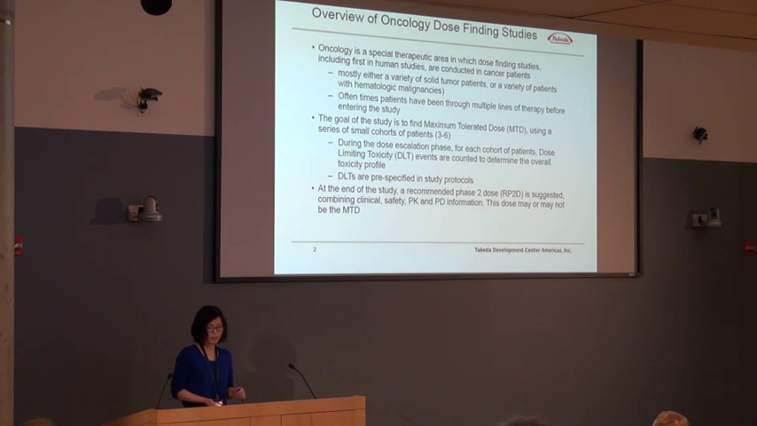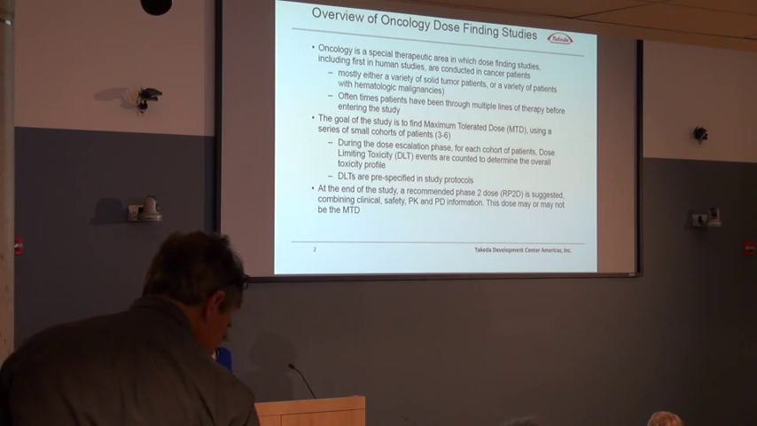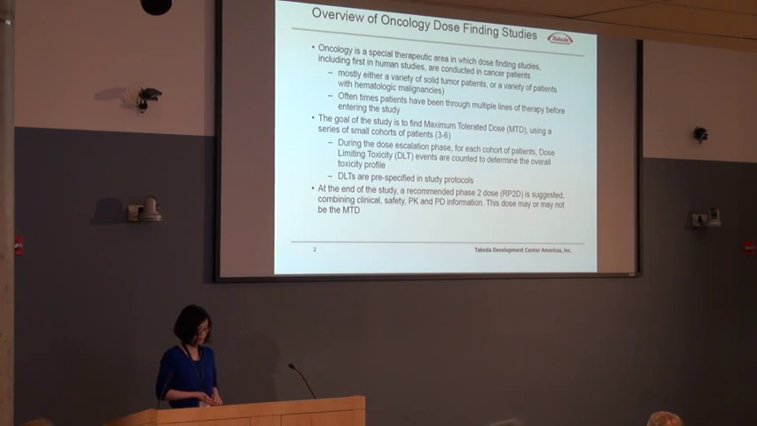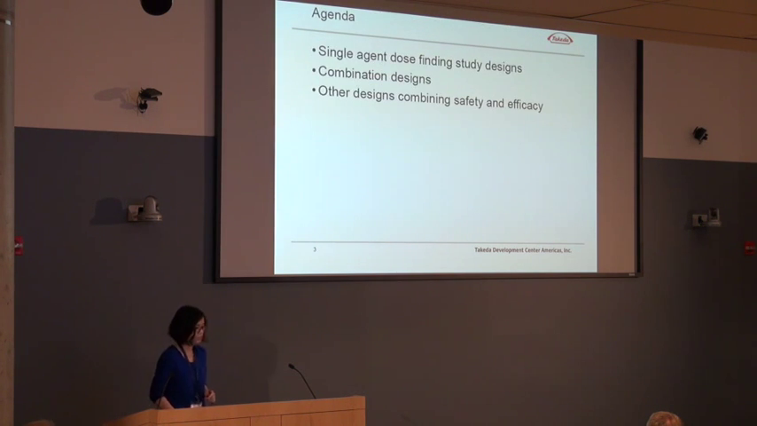The goal of the study is to find the maximum tolerated dose, or MTD, using a series of small cohorts, usually 3 to 6 patients. We observe dose-limiting toxicity events, and these are usually pre-specified in the study protocols. At the end of a phase 1 study, combining clinical safety, PK, and PD information, we will find both an MTD and a recommended phase 2 dose, and these two may not be the same. A recommended phase 2 dose may be slightly different from the maximum tolerated dose.